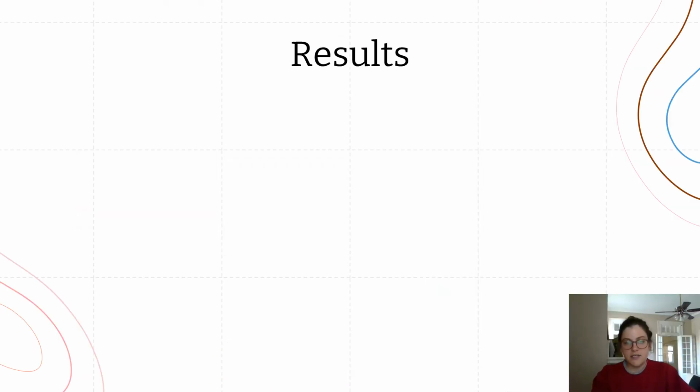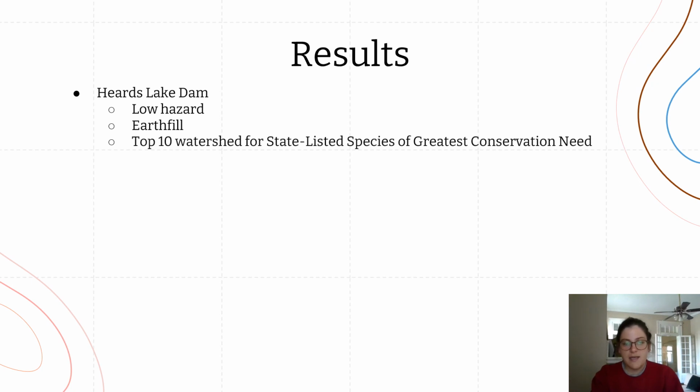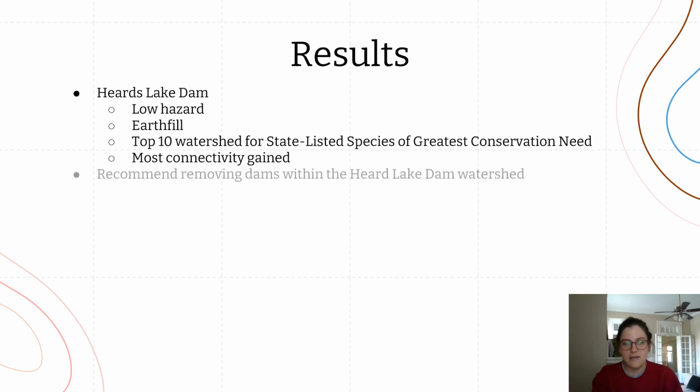Okay, so based on the criteria that I could use, I prioritized Herds Lake Dam as a top priority dam for removal. It is low hazard, but it is an earth fill, which is less expensive to remove. It is a top 10 watershed for the state listed species of greatest conservation need, and at over a whopping 11 miles gained, it did have the most connectivity gained.